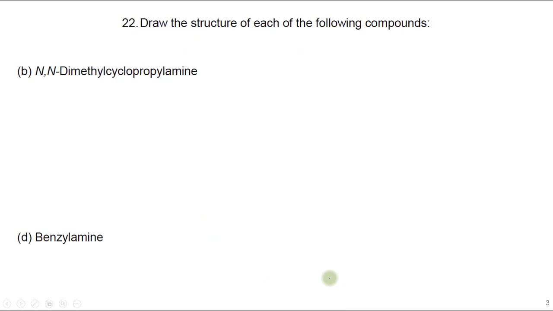Here we're looking at drawing structures. I have a cyclopropylamine as the parent. So I have an N with a cyclopropyl coming off of it, and then N,N-dimethyl would just be that, two methyl groups. Benzylamine has a benzylic carbon, and then the NH2 here.